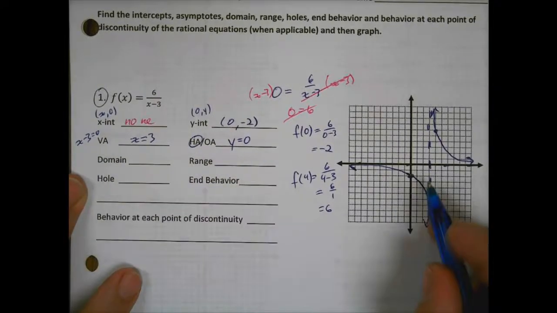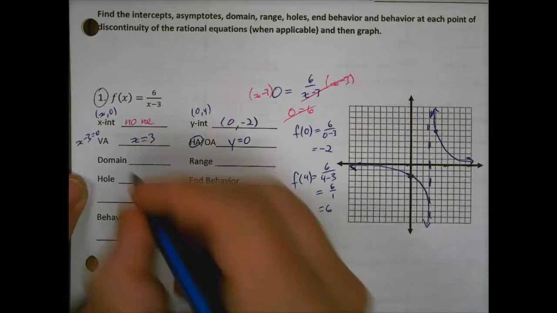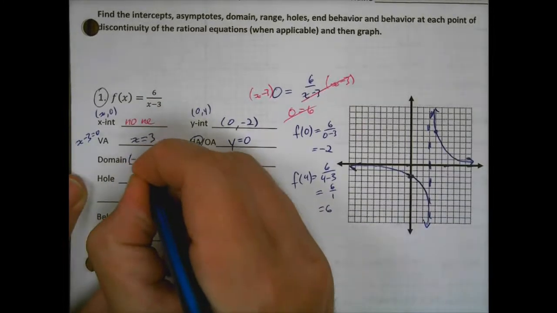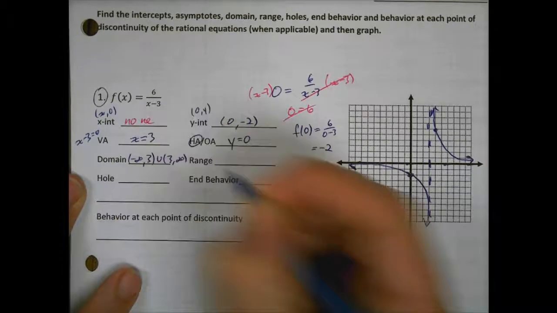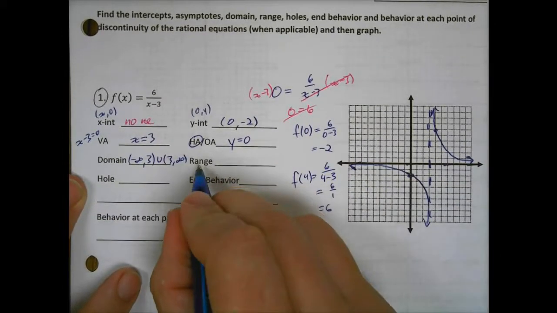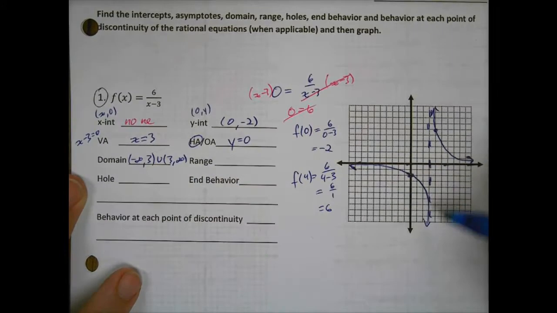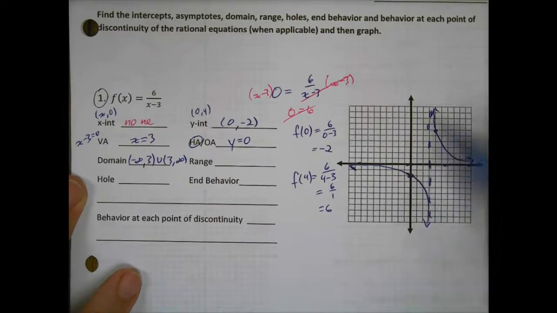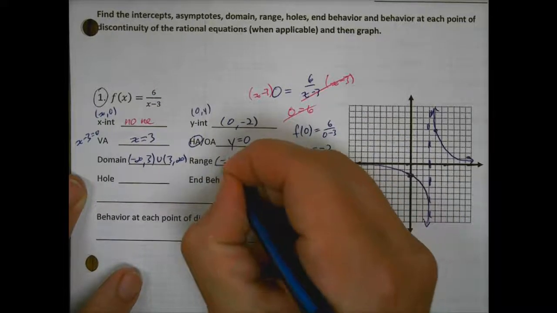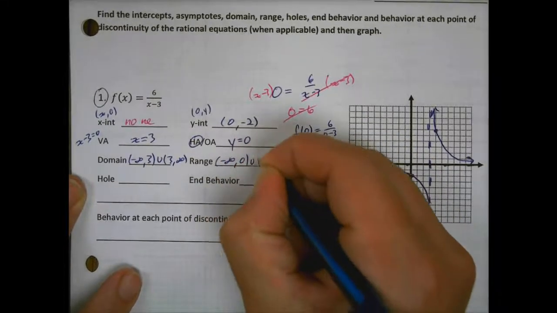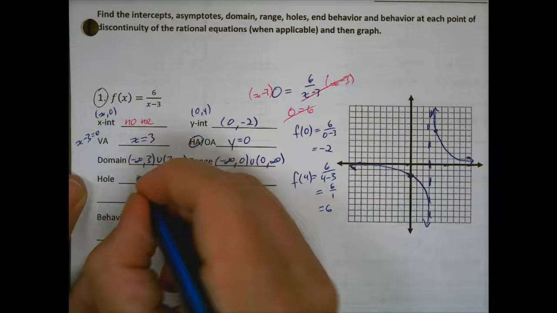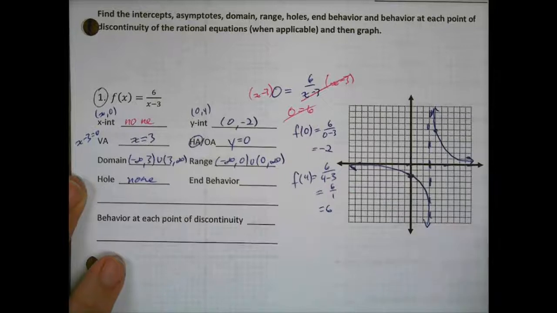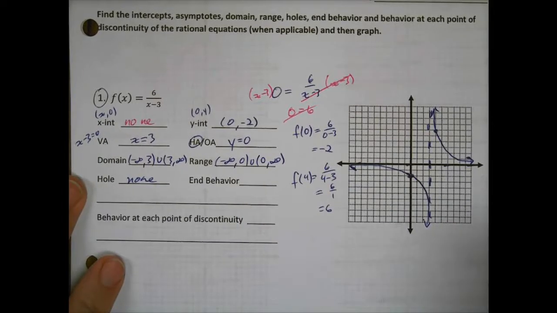Now for the domain, remember that's all the possible x values we have. We have everything except for our vertical asymptote right here. So we can do everything between negative infinity and 3, and 3 to infinity. Range, everything except for anything that we cannot have up and down. We don't have anything when y is 0, so negative infinity to 0, and 0 to infinity. For holes, I will tell you there is none.